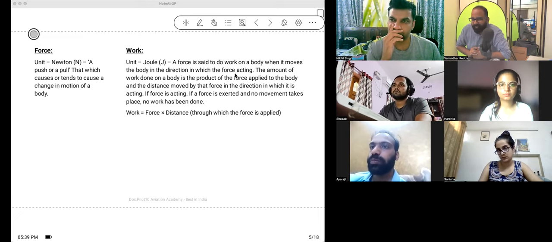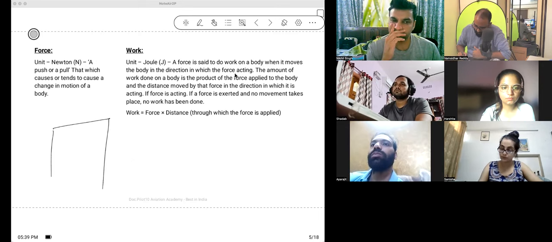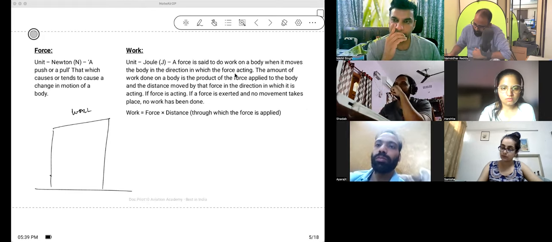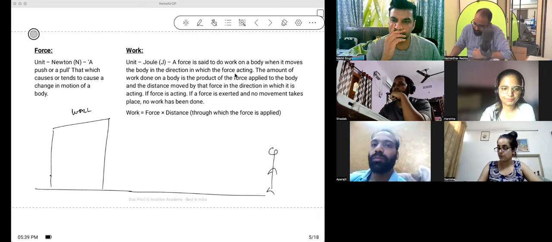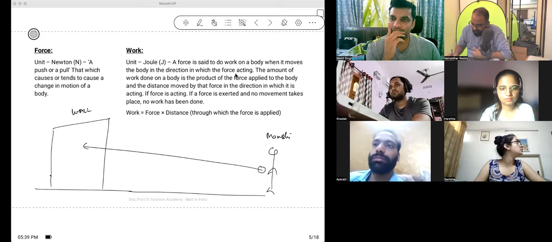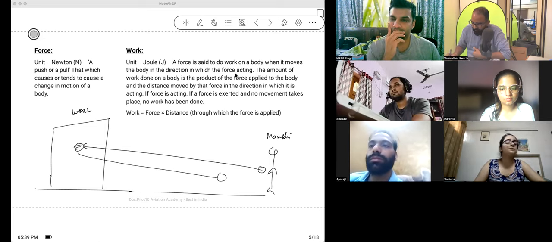Shall I ask you a tricky question? This is a wall. This is Manshi. Manshi took a ball and hit the wall. What happens to the wall? Will the wall break, Manshi? The ball will hit the wall and it will come back to Manshi. Now, what is the work done by the ball on the wall?